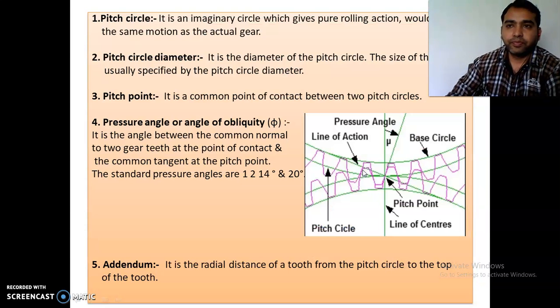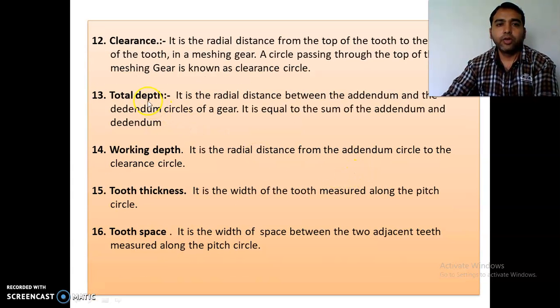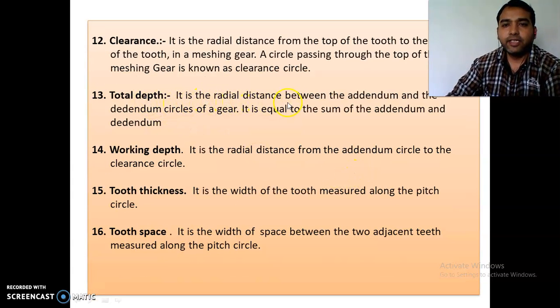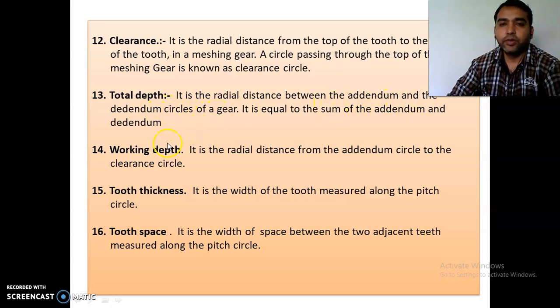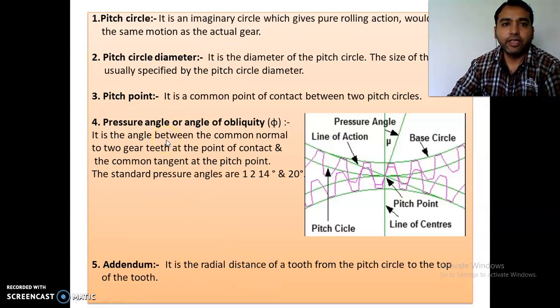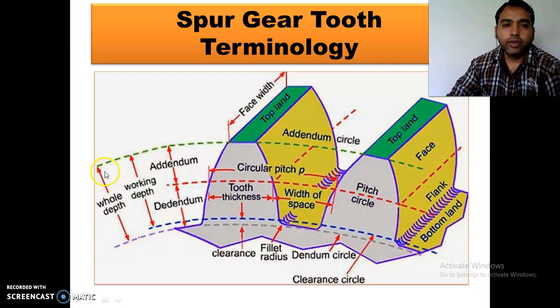Now, total depth. It is the radial distance between the addendum and dedendum circle of the gear. So, which is shown over the figure like this. Total depth is the radial distance from addendum circle to the dedendum circle. This distance is called as total depth. Now, working depth. It is the radial distance between the addendum circle and clearance circle, called as working depth.